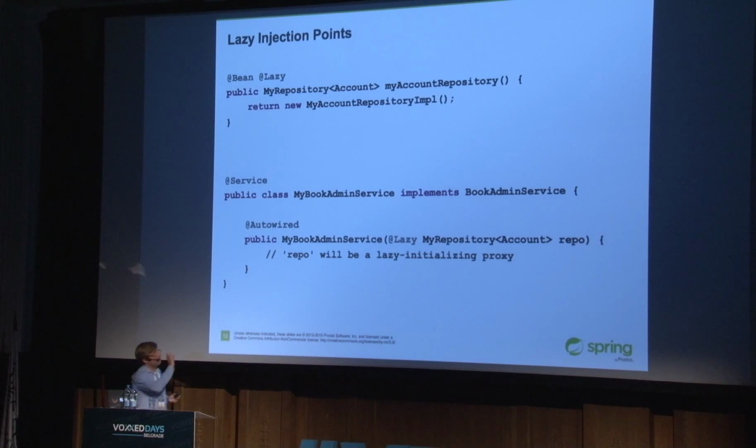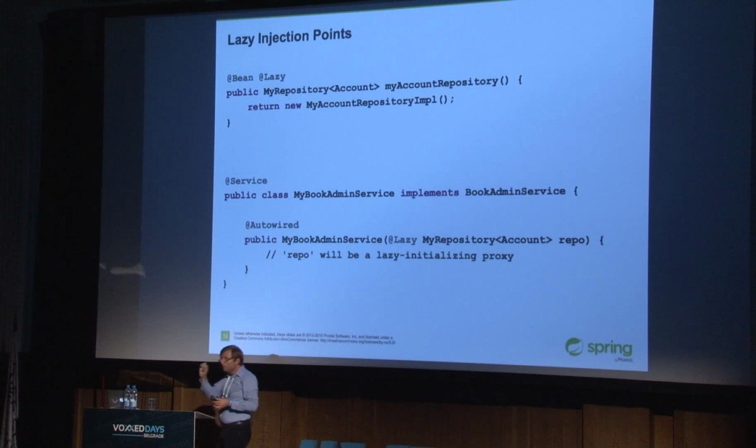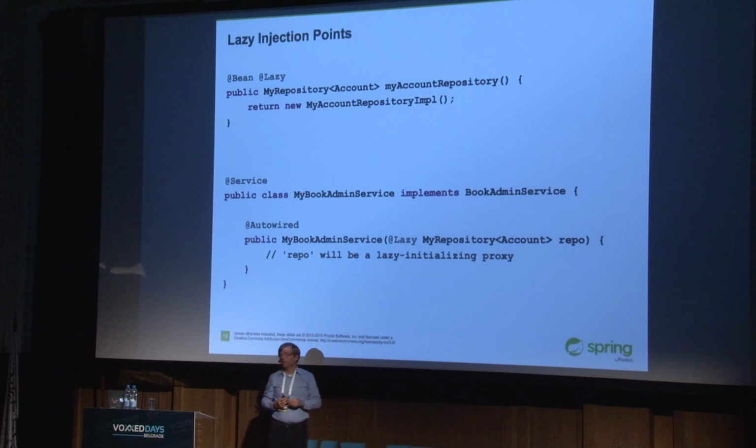It can be expressed per parameter, right? A constructor in Spring can have any number of parameters. In many cases, it's usually one, but there can be any number. And each of them at the parameter level can be marked as lazy if necessary.